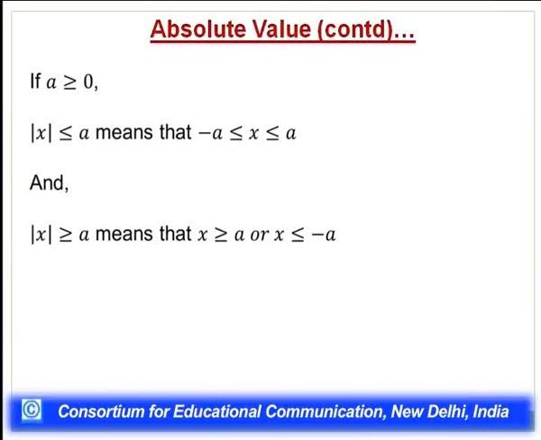Finally, we can use these properties with weak inequalities also. Suppose we have a number a which is non-negative. Then mod of x less than or equal to a means that x lies between minus a and a with weak inequalities, and mod x greater than or equal to a means that x is greater than or equal to a, or x is less than or equal to minus a. The advantage of modifying the previous properties is that this also allows a to be 0, which we were not factoring in previously.